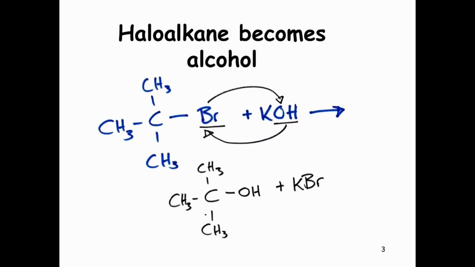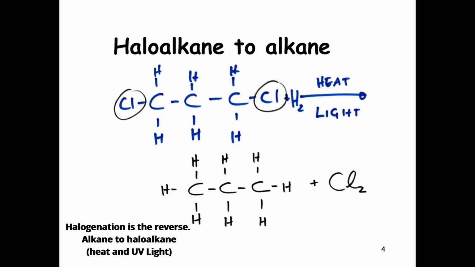A haloalkane can become an alcohol. So it goes the other way around. If I take a base over here, this Br can come off, the OH goes on, and I land up with potassium bromide as one of the products. I could take a haloalkane, take off those two chlorines in the presence of heat and light, and add hydrogens in their place. So chlorine comes off and hydrogen goes in. Substitution once again.